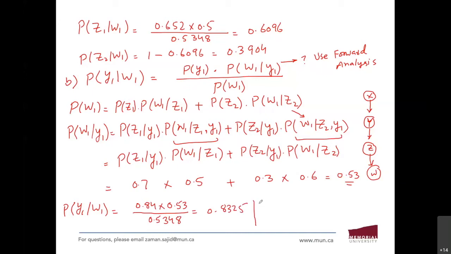For the second state, we can have probability of Y2 given W1. That will be equal to 1 minus this value. And this is equal to 0.1675.